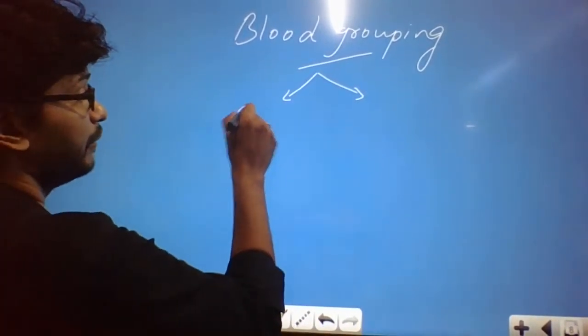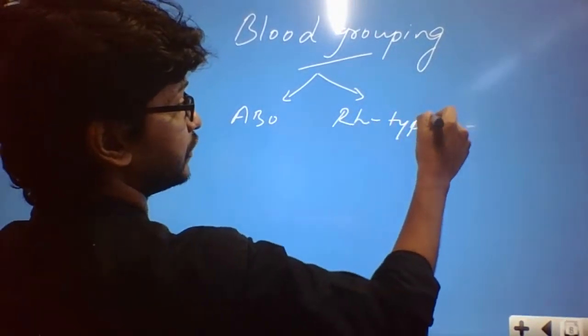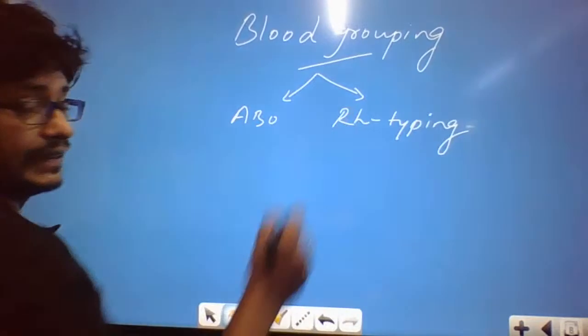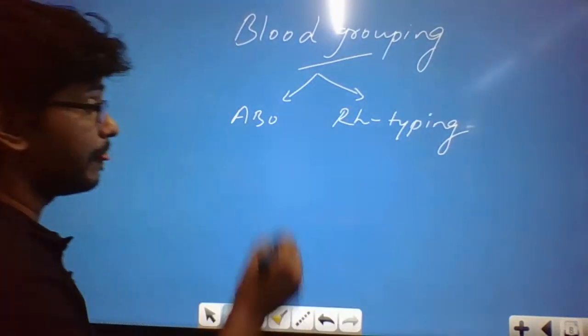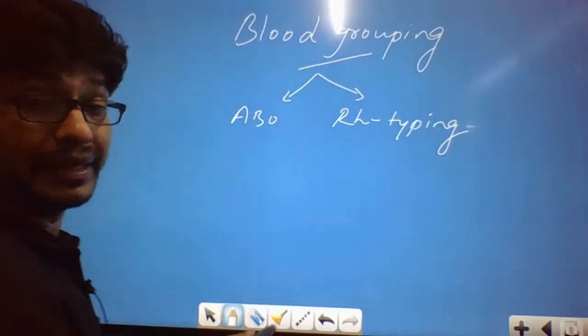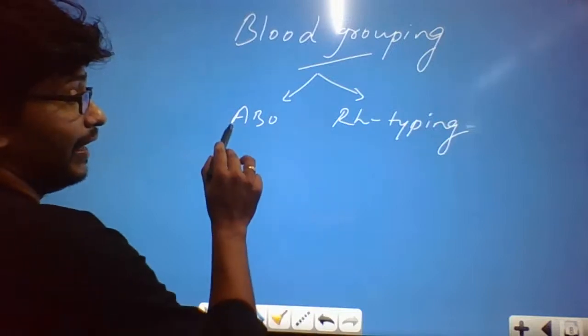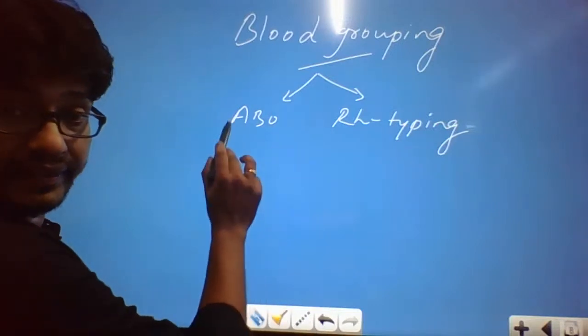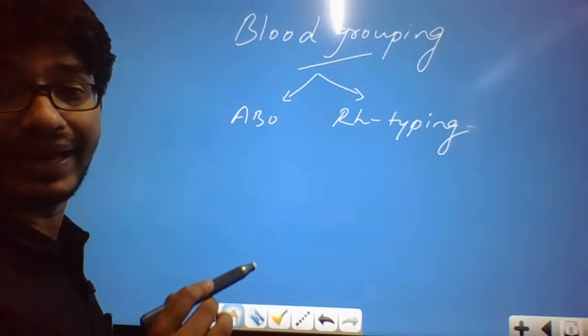So one is ABO blood grouping, the other one is Rh typing. These two types of blood grouping we're going to discuss actually. So ABO blood grouping, if you see it from a genetics angle, we call it multiple allelism. Why multiple allelism? Because ABO has three genes, three alleles. So this is a condition where you could see multiple allelism.